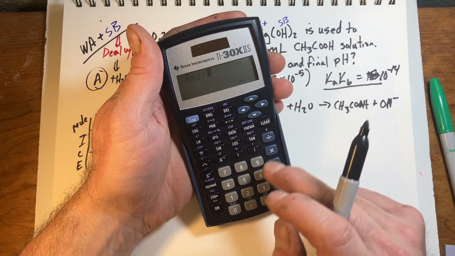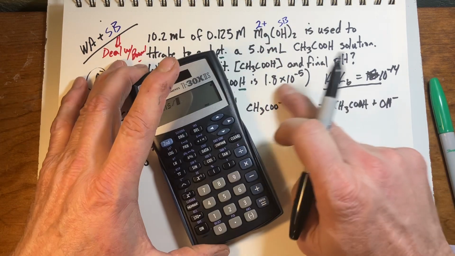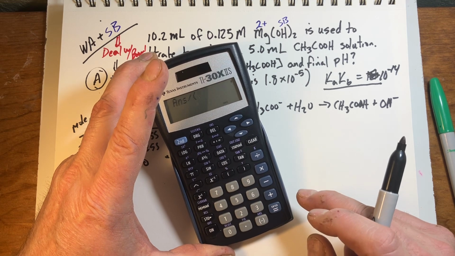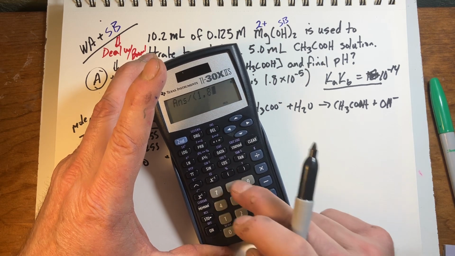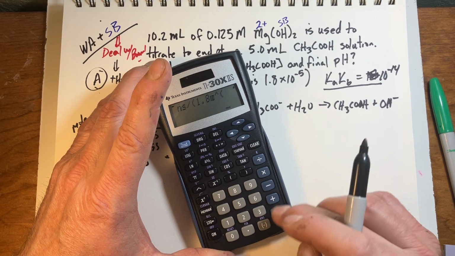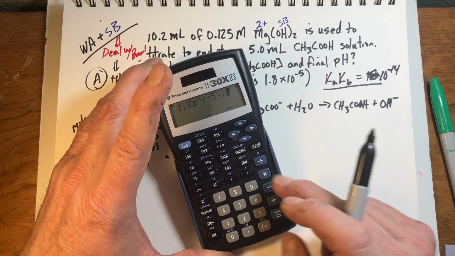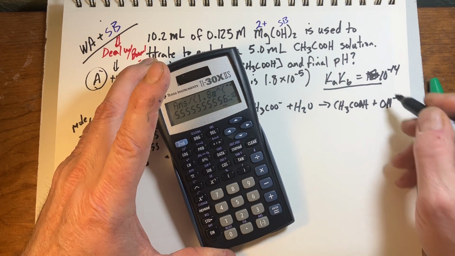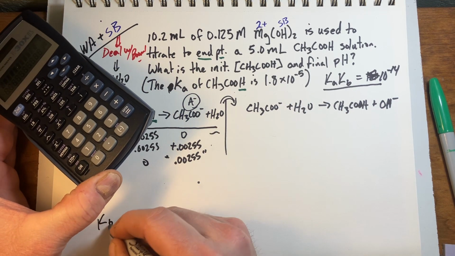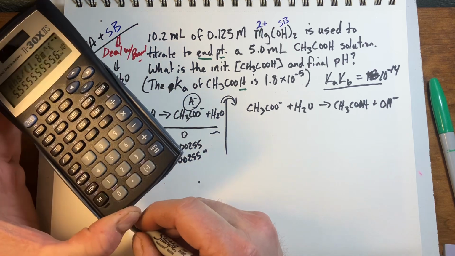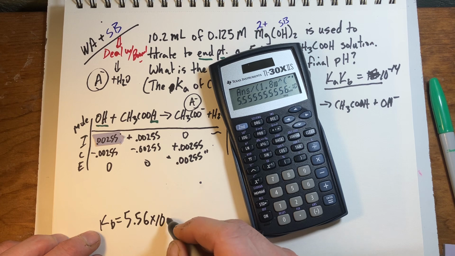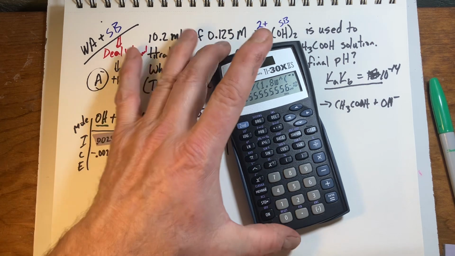So now I'm going to divide that by, and you have to be careful when you're using these terms here, scientific notation, you're going to have to use the brackets. So we're going to say 1.8, and then I'm going to hit this 10 to the x, and I'm going to say minus 5, and I'm going to double bracket that thing, and I'm going to get my final Kb value for this reaction. I'll put it down here. Kb for this reaction is going to be 5.56 times 10 to the negative 10th.